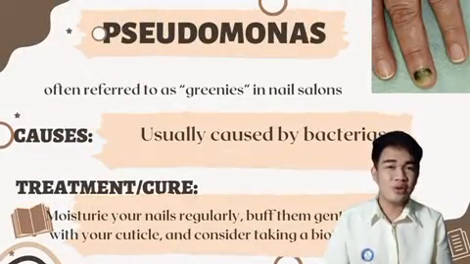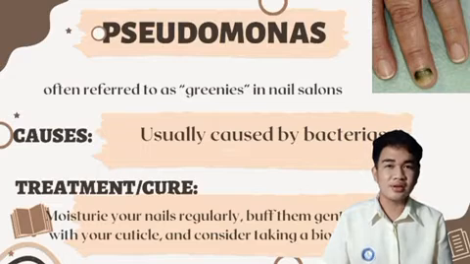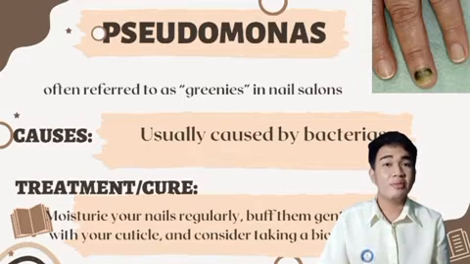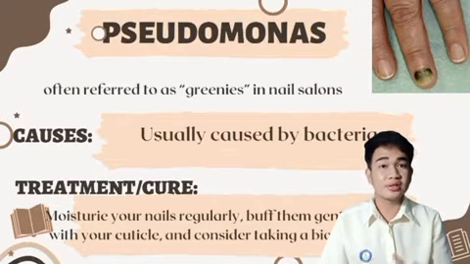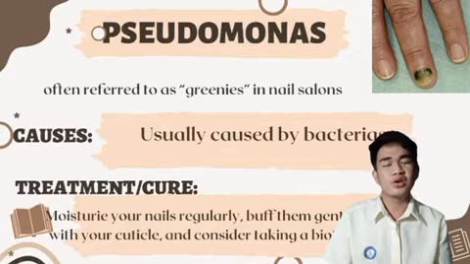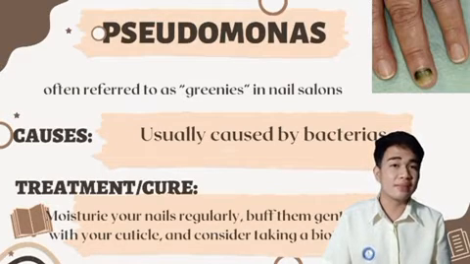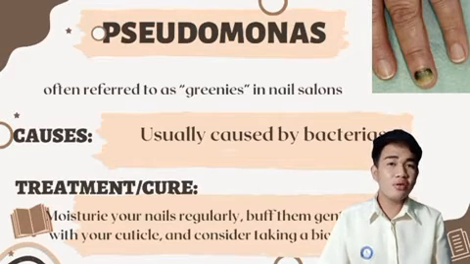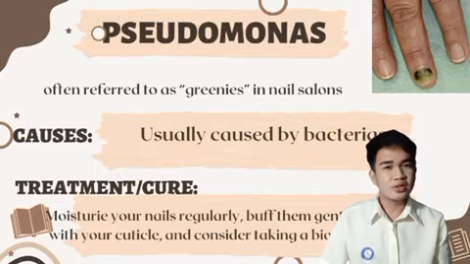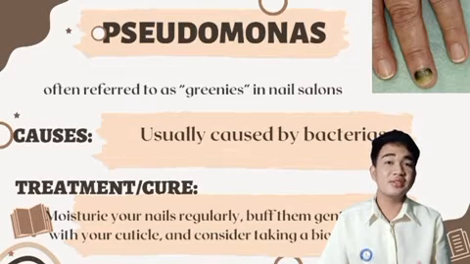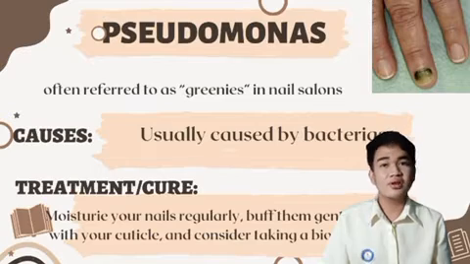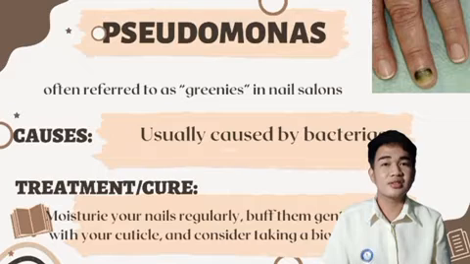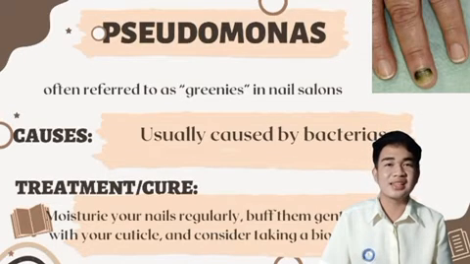Next is Pseudomonas. Pseudomonas, often referred to as the greenies in the nail salons, is a common bacteria that can cause infections that range from minor to life-threatening. In those patients who have a weakened immune system, such as burn victims or newborns, Pseudomonas can be very serious. Pseudomonas infections of the nails are treated by fluoroquinolones when necessary, in comparison with other bacterial nail infections that require culture and sensitivity testing.